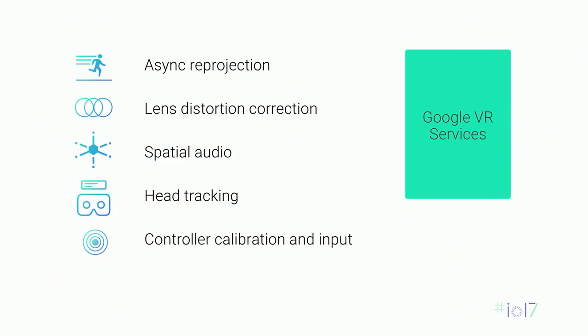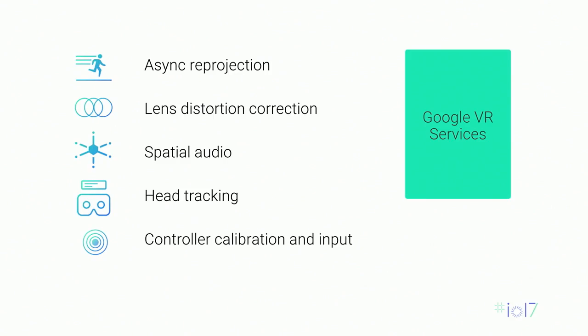It also handles lens distortion. So again, those lenses in Daydream are essentially spherical magnifying glasses. And we want to present to that a distorted image, so when it goes through the lens, it will be corrected. And this handles adding that distortion automatically, so you don't have to do it every time.